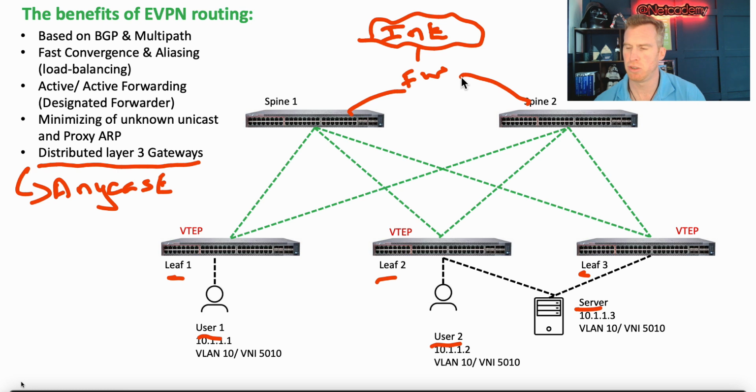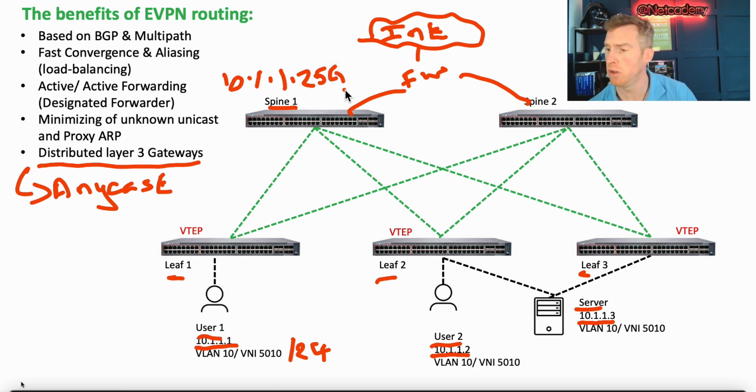Now, where does this distributed gateway, this Anycast gateway, come into it? Well, what you would do on spine 1 is you'd configure a virtual IP address. So if we look at the IP address for user 1, I've slightly drawn over it, but it's 10.1.1.1. User 2 is 10.1.1.2. Server is 10.1.1.3. So we want to configure that gateway, of course, to be within, just for example, that /24 network. So let's say the virtual IP address on spine 1 is 10.1.1.254. And on spine 2, we can then configure the same virtual IP address, 10.1.1.254.